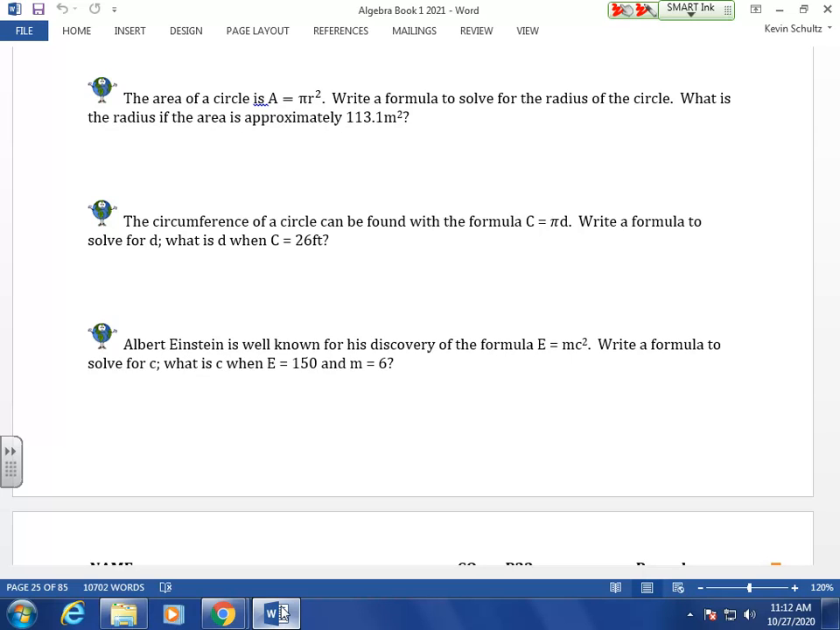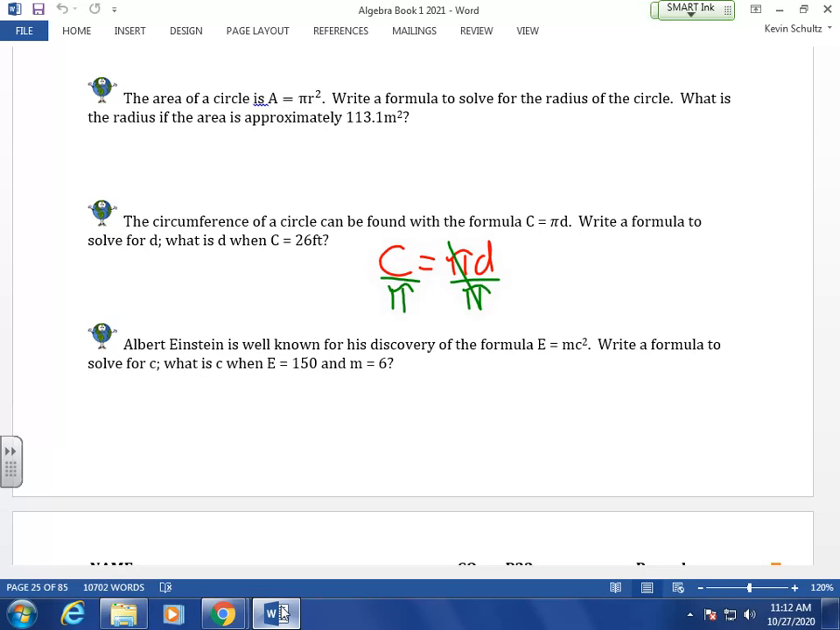So for this circumference of a circle, it can be found with the formula C equals pi times the diameter. Write a formula to solve for D. And what is it when the circumference is 26 feet? So like we talked about, the process to solve an equation like this is the same as if we had numbers. What are you doing to the variable? You're multiplying by pi. So the opposite of that, to undo it, you're going to divide both sides by pi. On the right side, they cancel out, which is exactly what we want to happen.